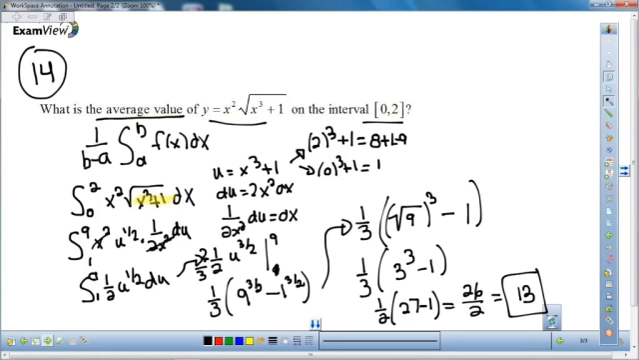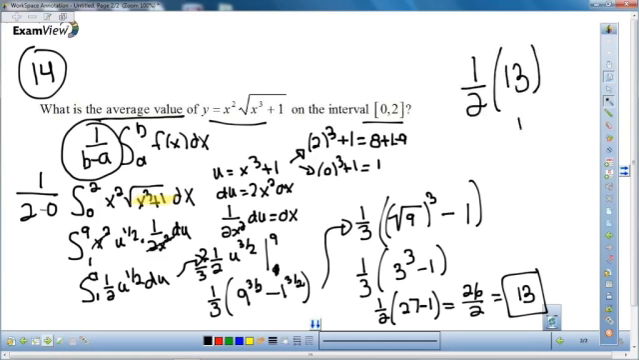But don't forget that we have the 1 over b minus a. So I'm going to have to multiply that by 1 over 2 minus 0. So I have 1/2 times 13. So my average value is going to be 13 over 2.